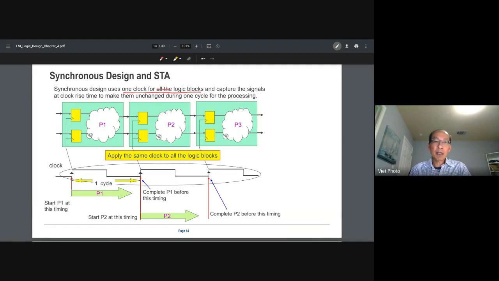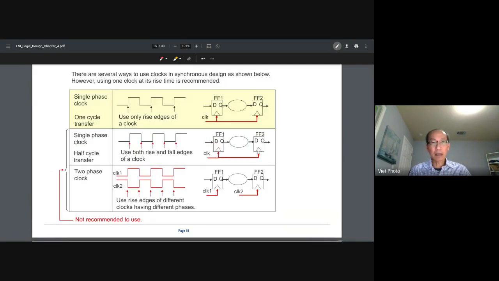Okay, so with that we have covered this one. Now there are three ways of using the clock in a synchronous design. One is all rising-edge, which means the data path delay needs to be at most the clock period from here to here.